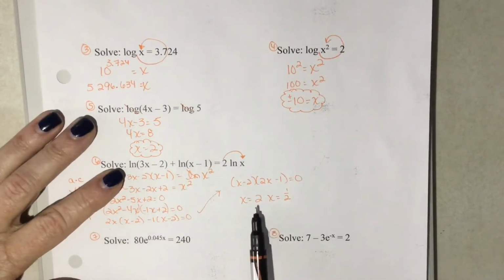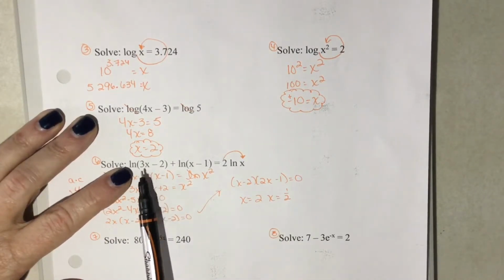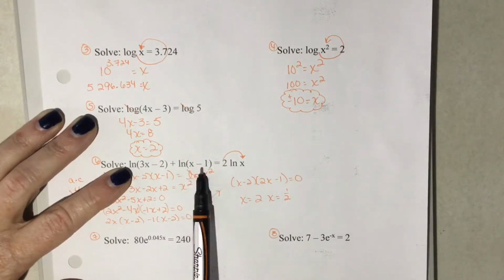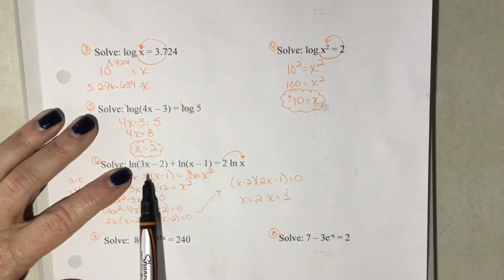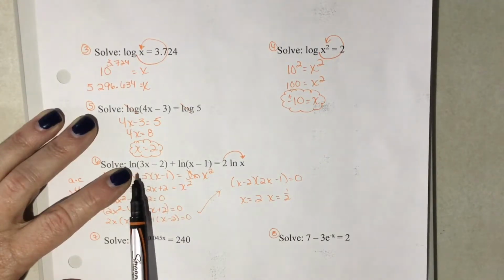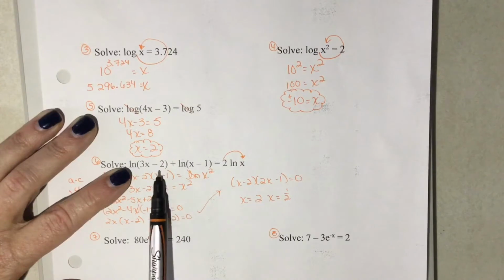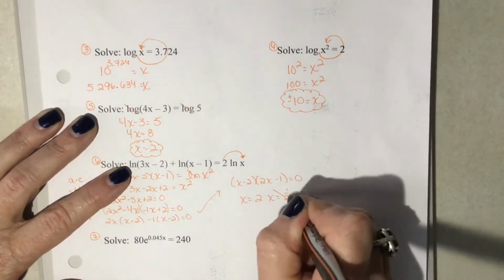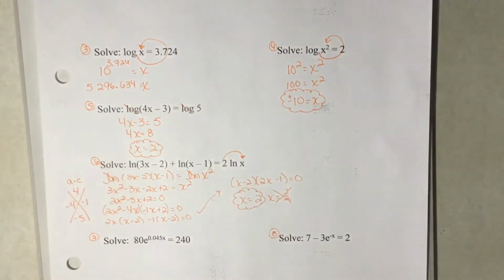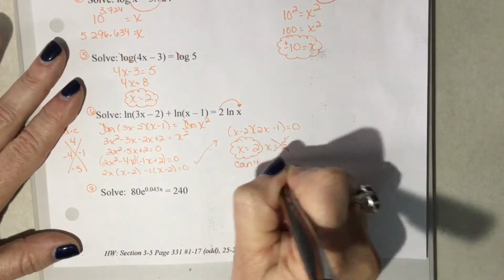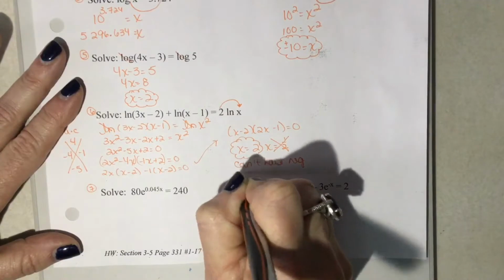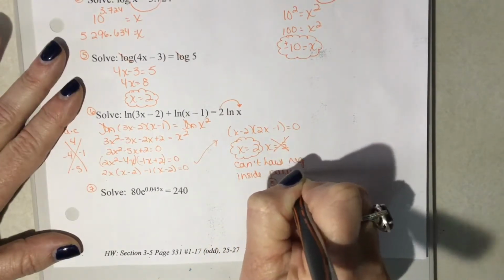So therefore, I'm going to double check. I'm going to take 2. What's 3 times 2? 6 minus 2? Positive number. I'm good to go. 2 minus 1, 1, good to go. Now I'm going to take 1/2 times 3. I get 3/2. What's 3/2 minus 2? Positive or negative? It's a negative. Okay, so that's a negative and that's a negative as well. So therefore, x equals 1/2 really is not a solution, just my positive 2. Okay? Can't have negative inside parentheses.